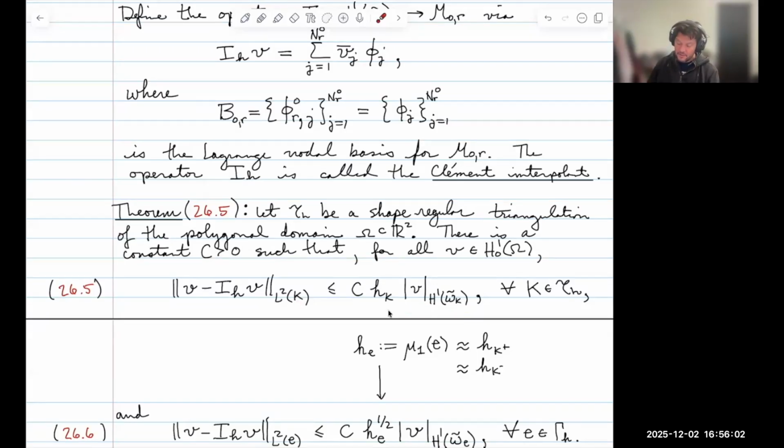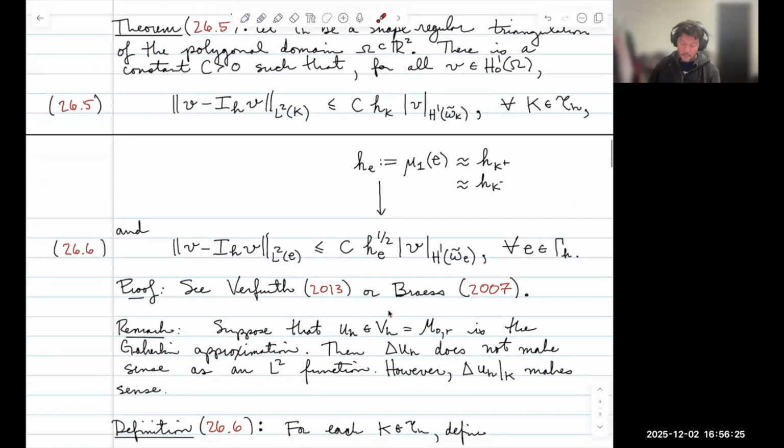But the good news is we can define this interpolant for functions that are not even continuous. These functions here, H01, are not necessarily continuous, according to what we know about Sobolev space functions. They can even be unbounded. So that's the error of the Clément interpolant on the triangle.